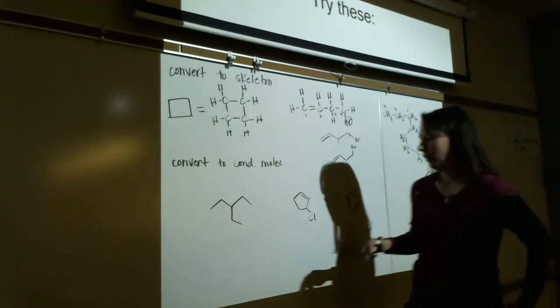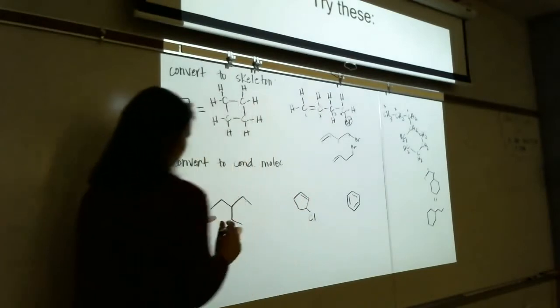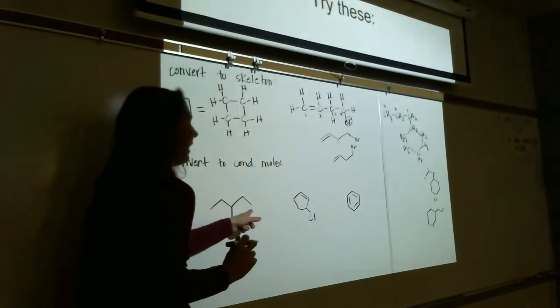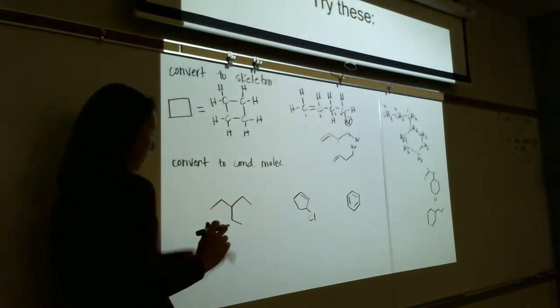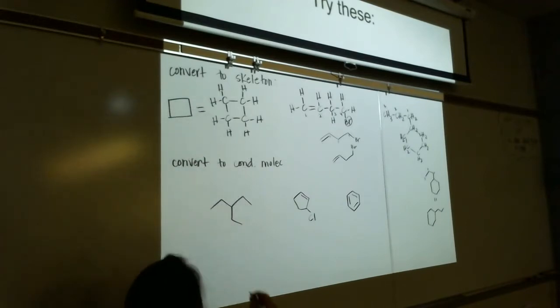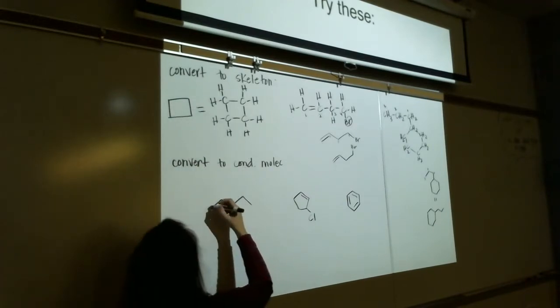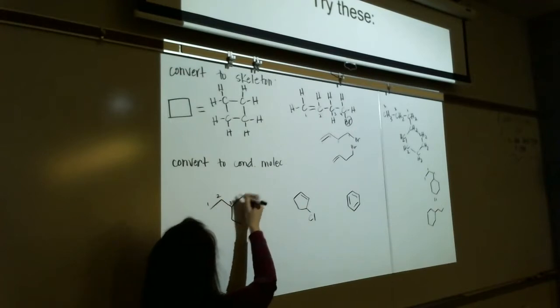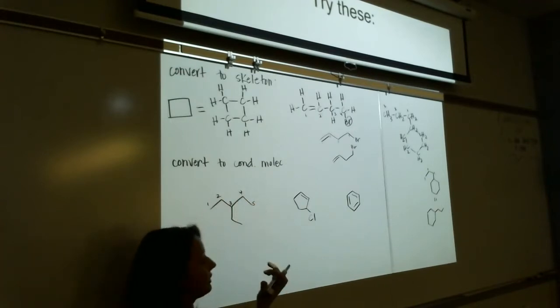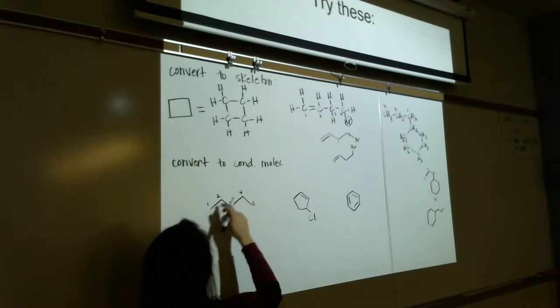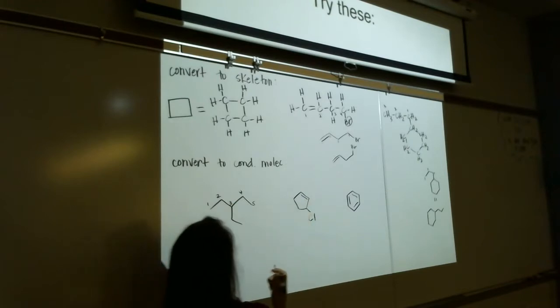So delightful. All right, so if we're going to go backwards, we've got to take every point and every end and turn it into a carbon with its appropriate number of hydrogens. So we've got 1, 2, 3, 4, 5. And by the way, it doesn't matter where you begin numbering on this. You're going to get the same thing no matter what.